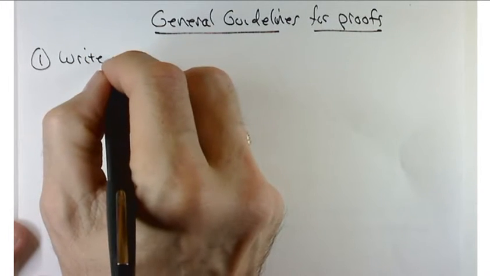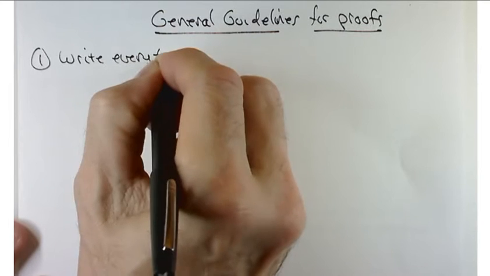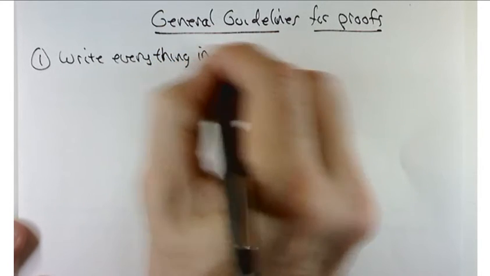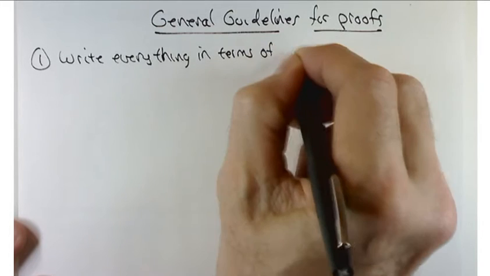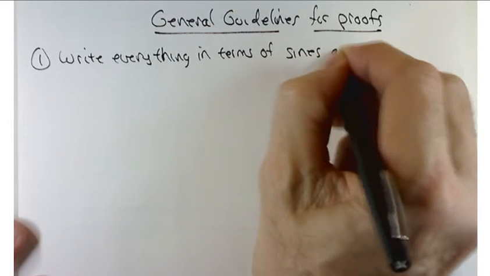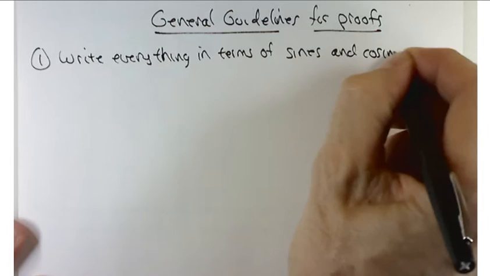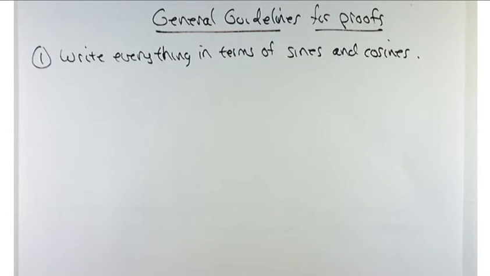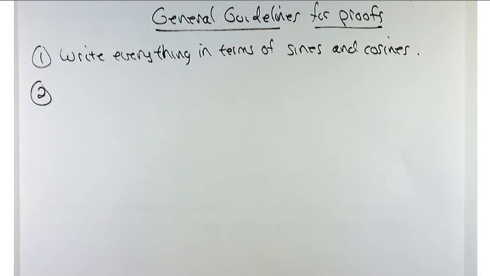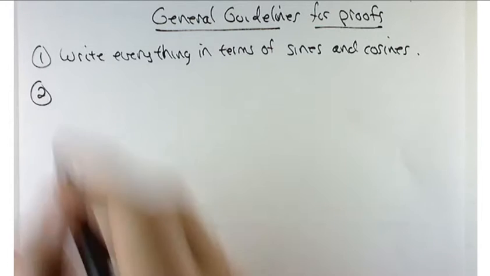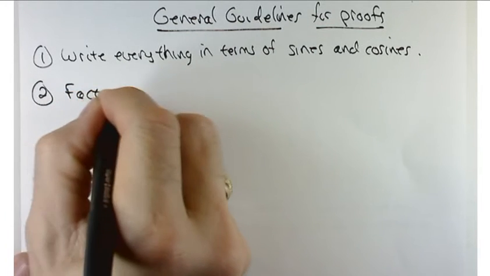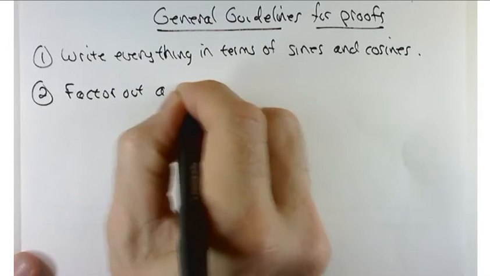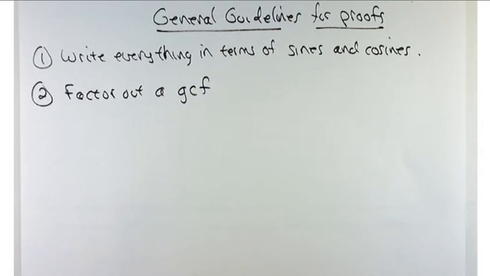So one thing you can try is write everything in terms of sines and cosines. Sometimes that'll help you to see, oh, here's what we can do here. Sometimes it's one step on the way. Sometimes after you write everything in terms of sines and cosines, you might see, oh, wait a minute, I can factor out a GCF, a greatest common factor.